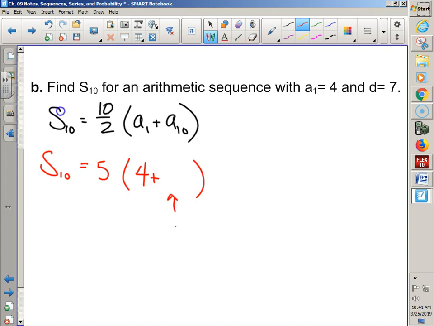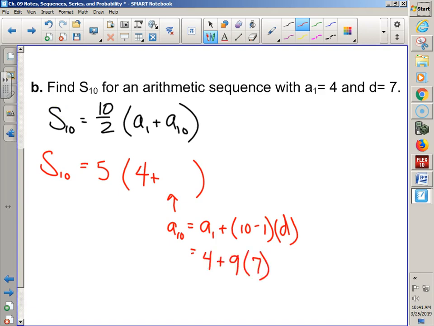I'll take it, because can't you get A10 from A1 plus n minus 1 times d? Oh, wait. N was 10, right? 10 minus 1 times d. So then we know that A1 is 4, d is 7. Okay, so the 9 times 7, using the other formula, we end up with 63. What is the 10th term? 67. Isn't it 63 plus 4? And so 67 times 5?